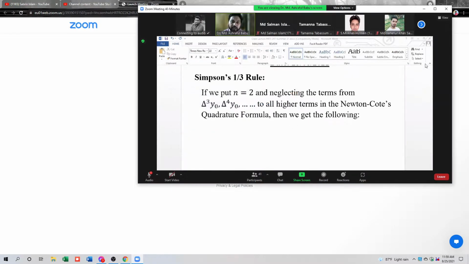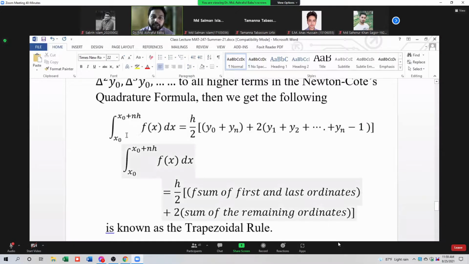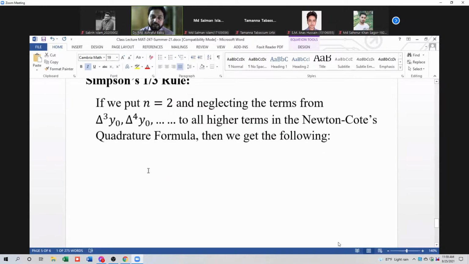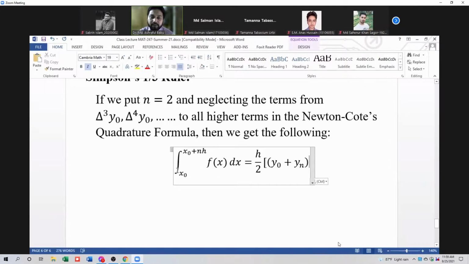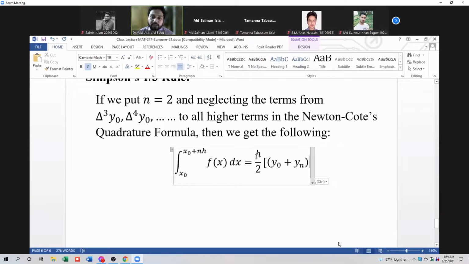Integration from x naught to x naught plus nh. Similarly, we can write it as in the last class. The first two terms are the same for all the methods, from integration x naught to x naught plus nh f of x dx, plus h by 2 y naught plus... so it will be 1/3, that means h by 3. That is why this is called Simpson 1/3. It is 1 by 3 into something like that. So h by 3 into y naught plus yn, the first term plus the last term, first ordinate plus last ordinate. These are the same for all the methods.